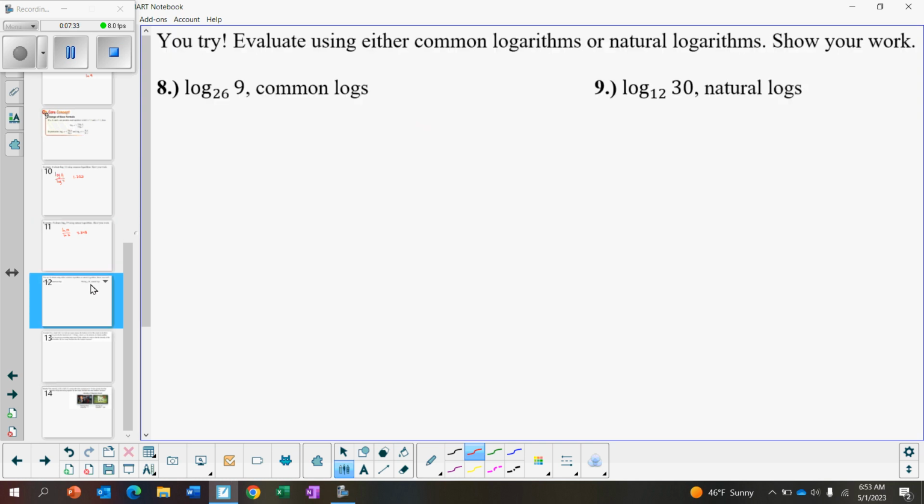So you go ahead, try these two, use common logs for the first one, natural logs for the second. Pause. When you're ready to see the answer, hit play.